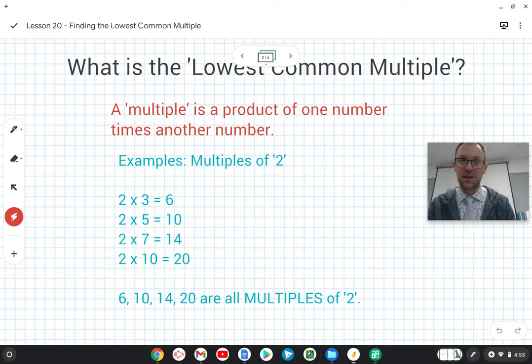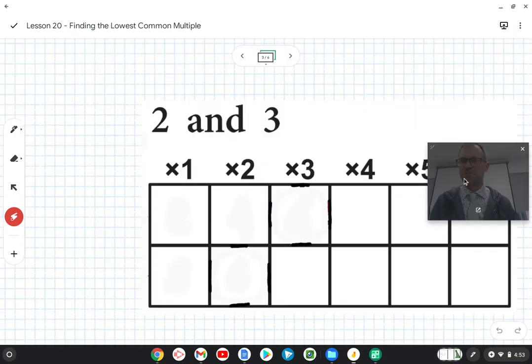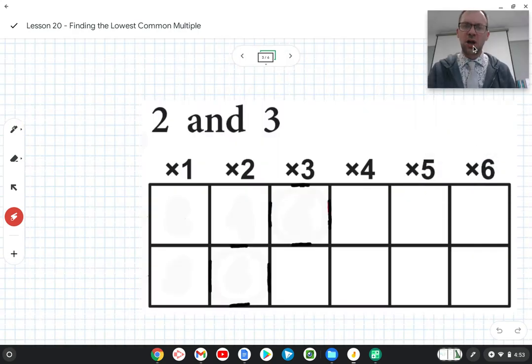Now, backing up, the word common simply means shared, something that two things have in common. In our case today, we're going to look at two different numbers and look for the multiples that they have in common. And lowest just means least or smallest. So let's look at some more examples of what we mean when we're talking about the lowest common multiple of two numbers, okay? Actually, let me pause.